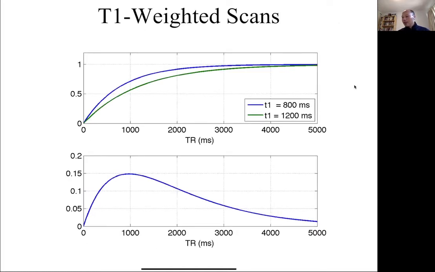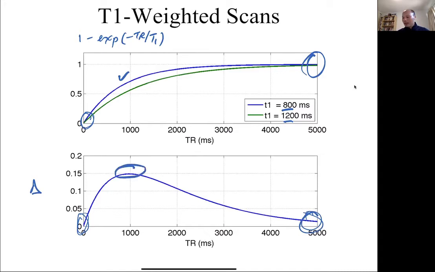So that's shown here, where we basically have plotted the 1 minus exp of minus TR over T1 term for two different tissues, one at 800 milliseconds and one at 1200 milliseconds. You can see that the one with 800 milliseconds recovers slightly more quickly than the one with 1200 milliseconds. Now, if we made TR very small, there's not going to be too much difference. Similarly, if we wait really long, both of the species have recovered to the equilibrium point, so the difference is also going to be rather small. So we don't want to be operating at those points. We see that the difference is maximized around 1000 milliseconds.